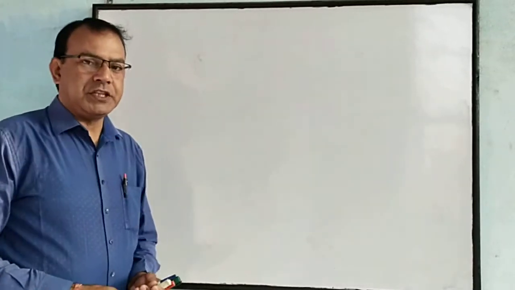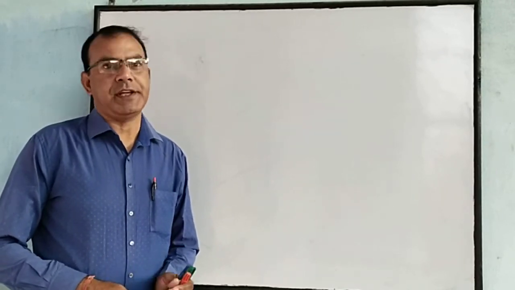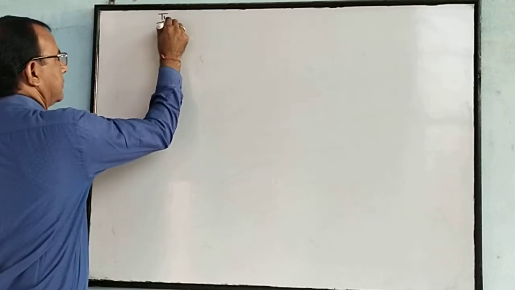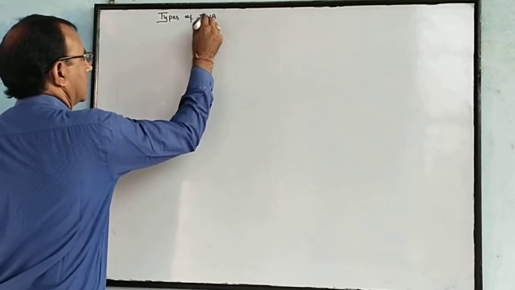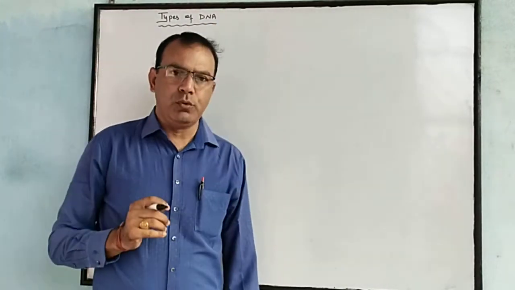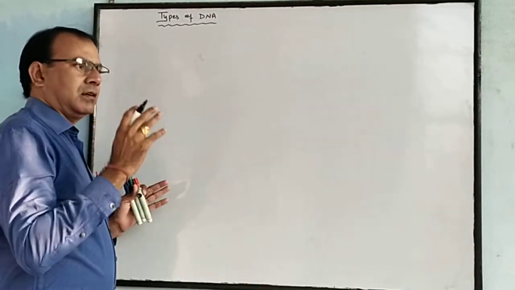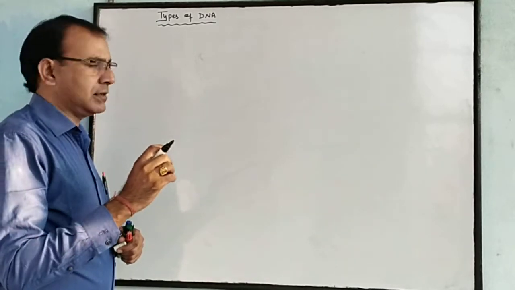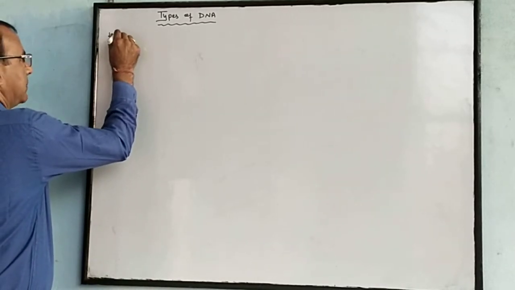Hello students, in this part we will discuss different types of DNA and the base pair rule. Before we discuss types of DNA, there are some rules on which we can see the ratio of purine and pyrimidine, meaning nitrogen bases, in the DNA. The first one is the base pair rule.